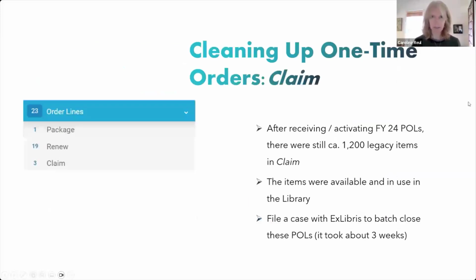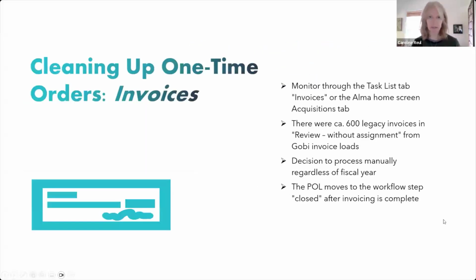Next. And then after all of the FY24 and some FY23 items, there were still 1,200 legacy items in claim, which we were not going to process. And so I filed a case with Ex Libris, and they were happy to send those to closed, and it took about 3 weeks. Next.